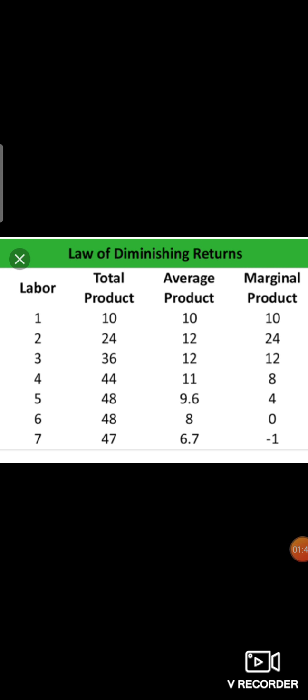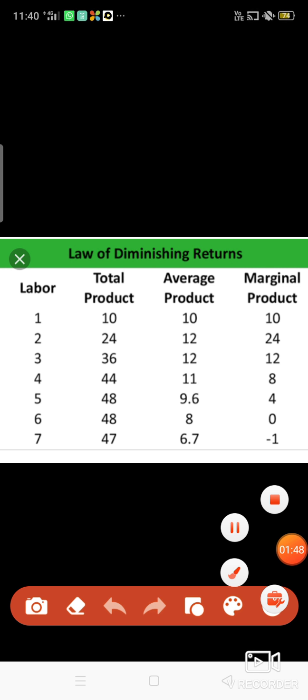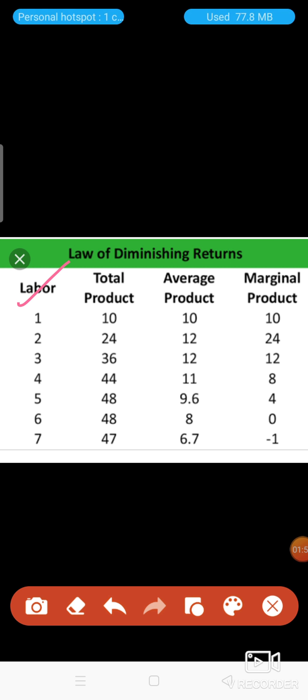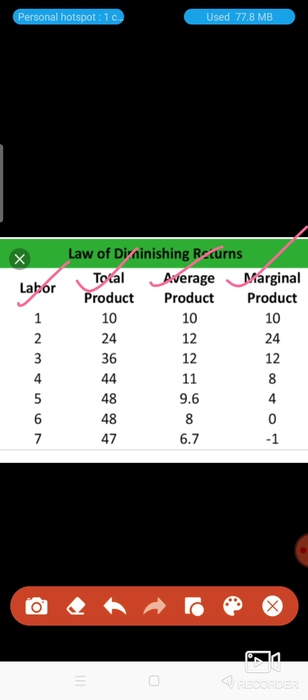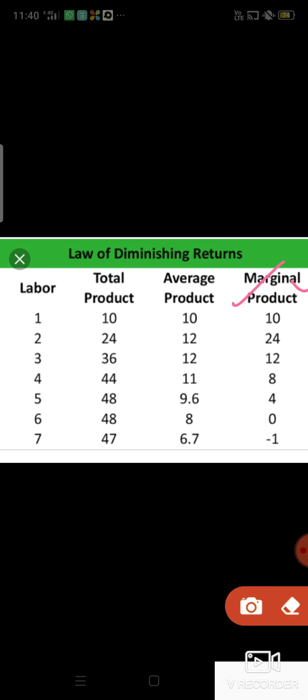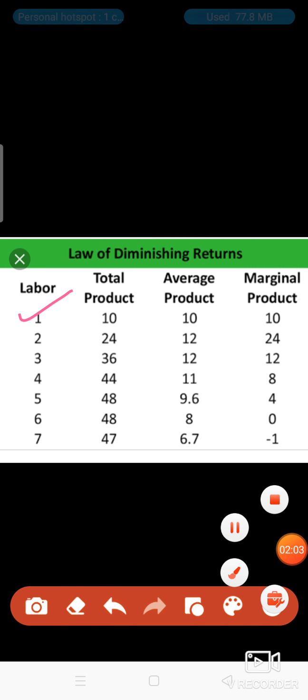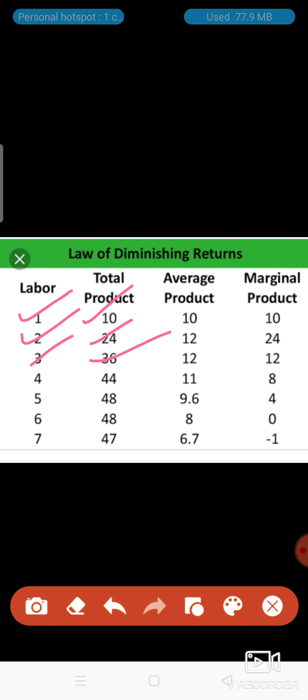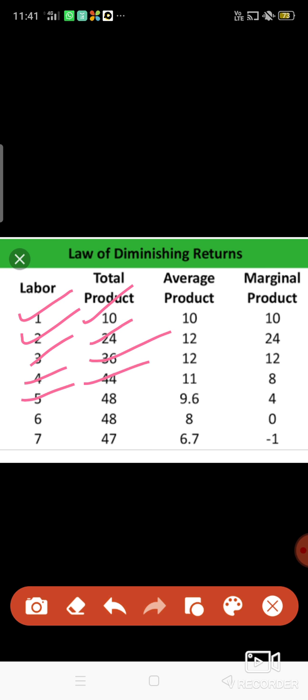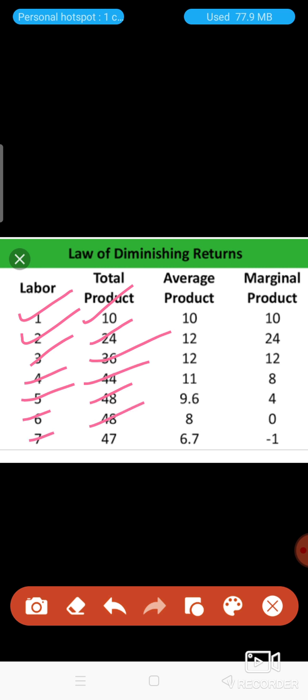Now let us understand the same thing with the help of a table. Okay, so in this table you can see the labor, total product, average product, and marginal product. So here you can see that with the help of one labor, output produced is 10 units. With the help of two labor, total output is more than 20. It means increasing at the increasing rate. With the help of 3, it is 36, 4, 44, 5th 48, 6th 48, 7th 47.